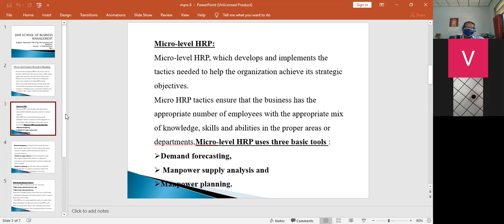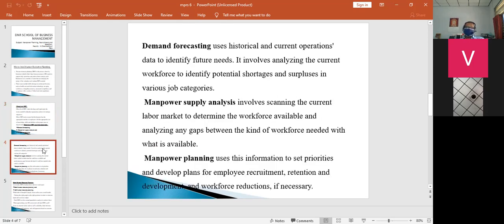So, what do we mean by demand forecasting here? Demand forecasting uses the historical and current operations data to identify the future needs, and it involves analyzing the current workforce to identify the potential shortages and surpluses in various job categories. So, forecasting is nothing but estimating what will happen in the future. Right? Here, current operations: how many members are involved in present day-to-day activities? Next, analyzing the current workforce to identify the potential shortages and surpluses in various job categories.